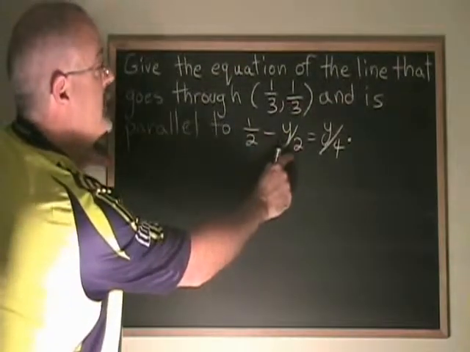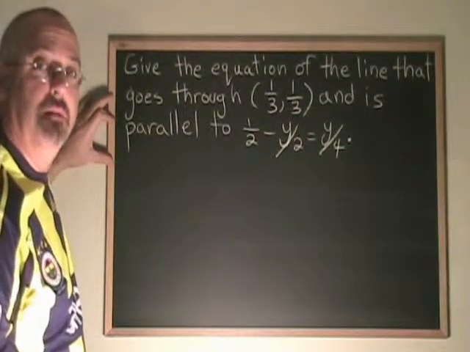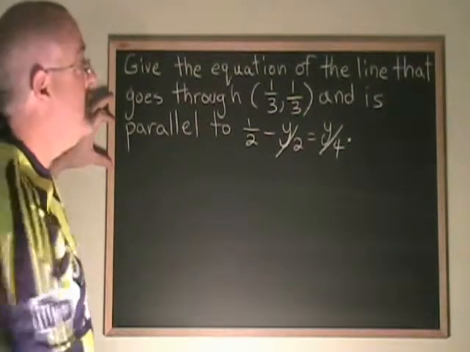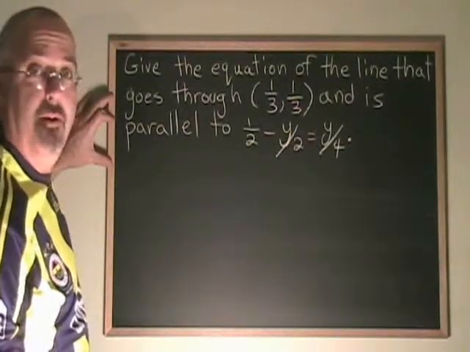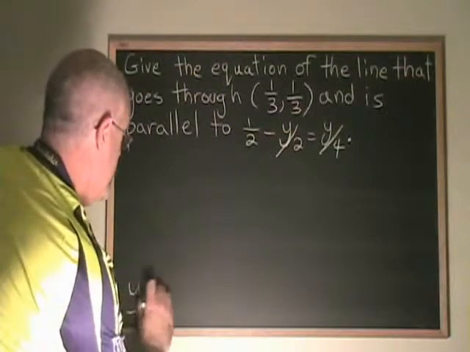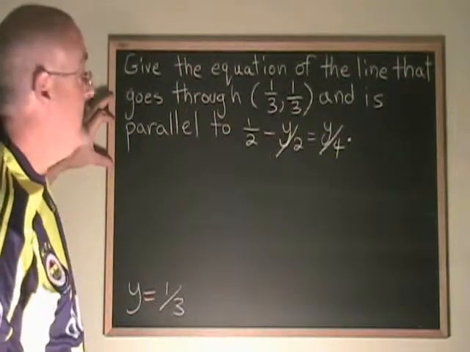If this is a horizontal line and the line we're looking for is parallel to it, the line we're looking for must also be horizontal. And any horizontal line that goes through this point has to have the equation y = 1/3. Our answer will be y = 1/3. But we want to justify it and show all of our steps.